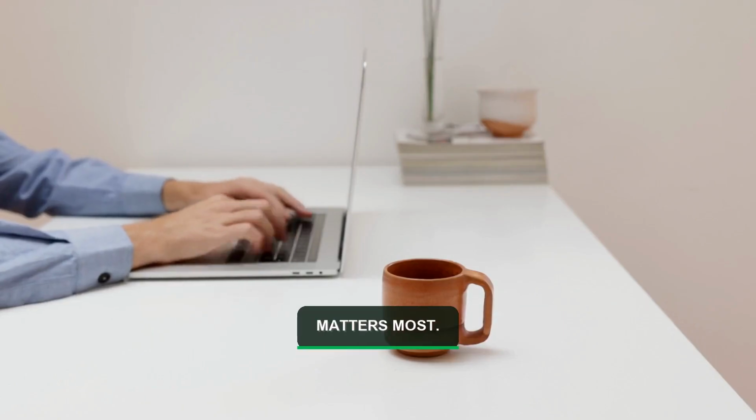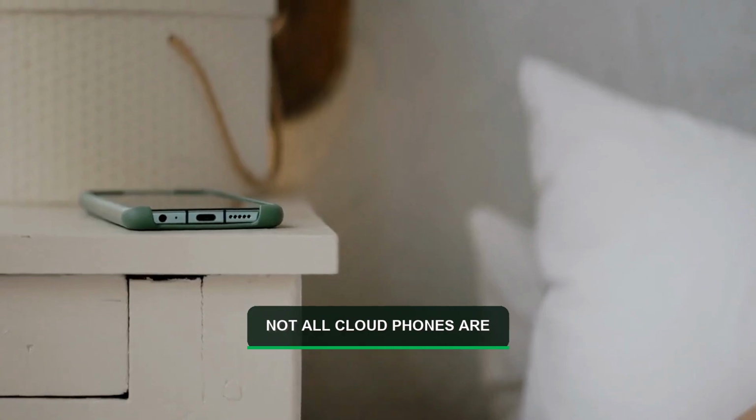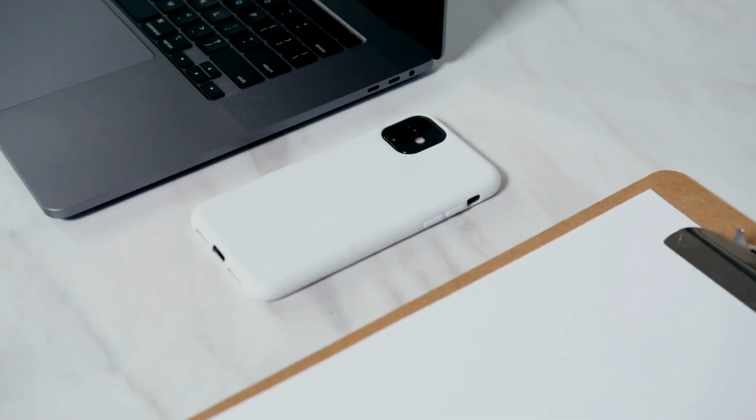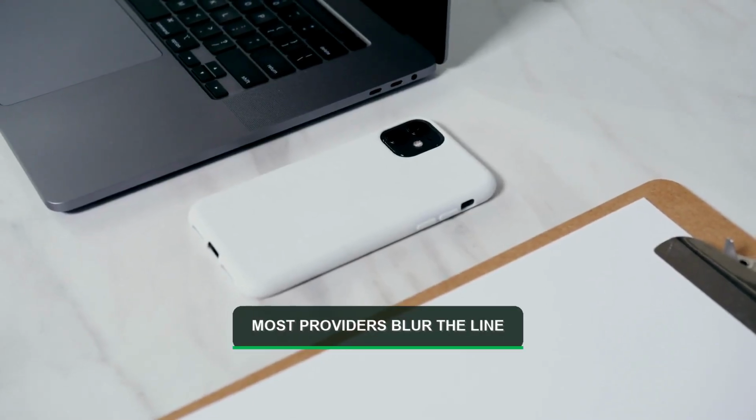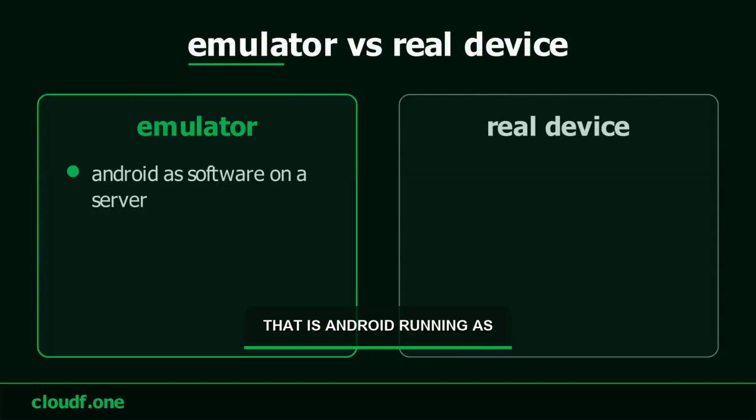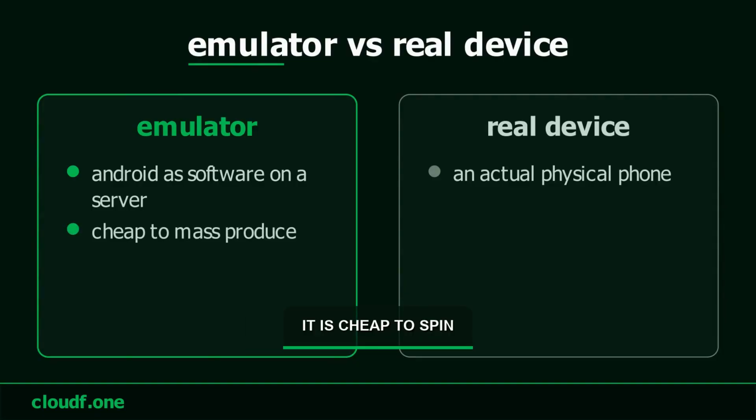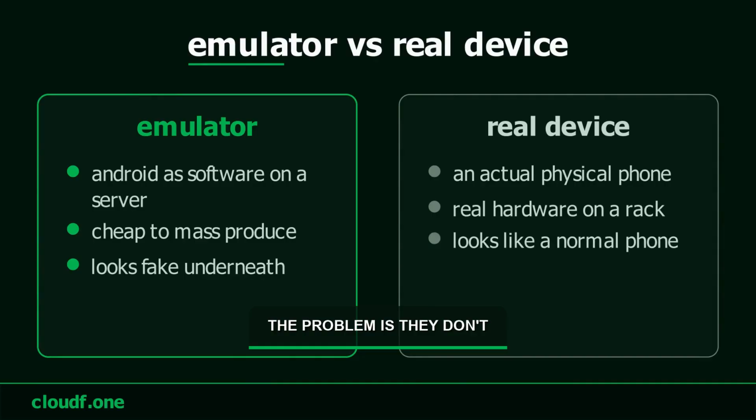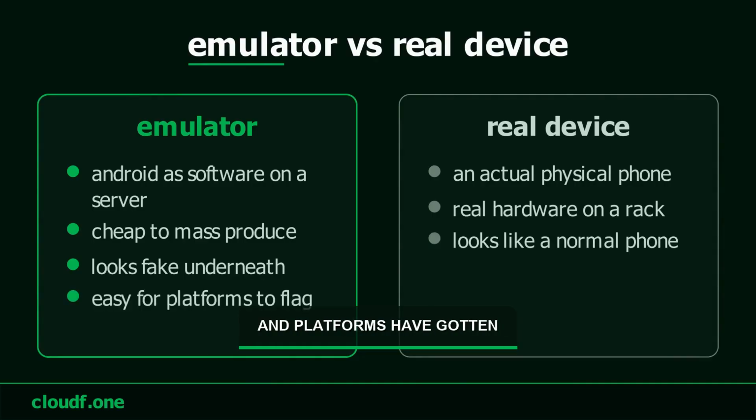Here is the part that matters most. Not all cloud phones are the same, and the difference decides whether your account survives. There are two kinds, and most providers blur the line on purpose. The first kind is an emulator. That is Android running as software on a big server. It is cheap to spin up hundreds of them, which is why most cheap cloud phones are built this way. The problem is they don't look like real phones underneath, and platforms have gotten very good at spotting them.